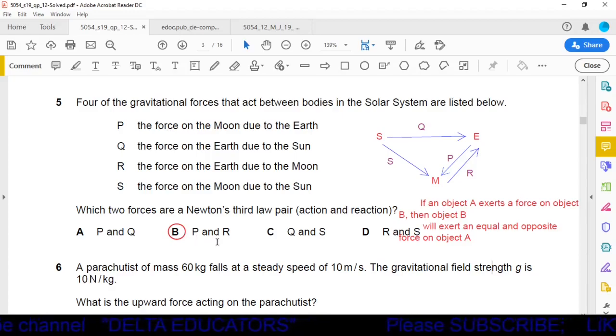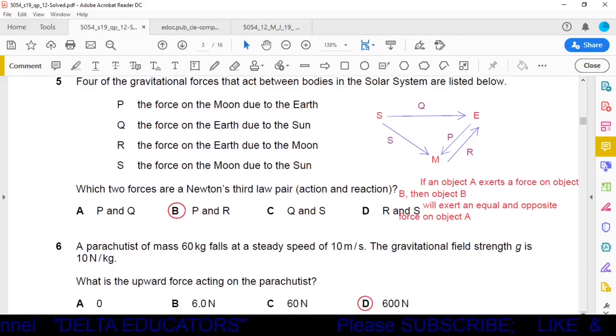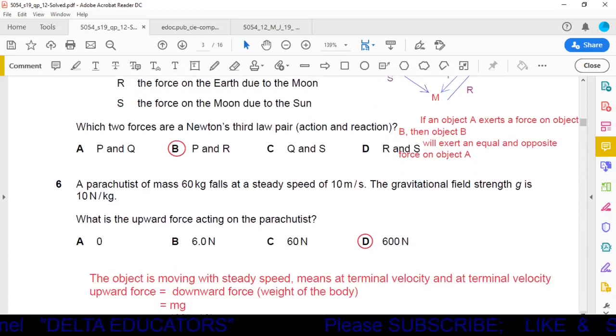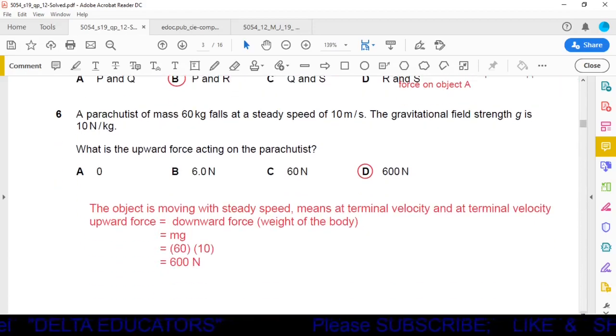In other options there is only action, there is no reaction, so we cannot consider S and Q. So our correct option is option B. Question number 6. A parachutist of mass 60 kg falls at a steady speed of 10 meters per second. The gravitational field strength g is 10 Newton per kg. What is the upward force acting on the parachutist?